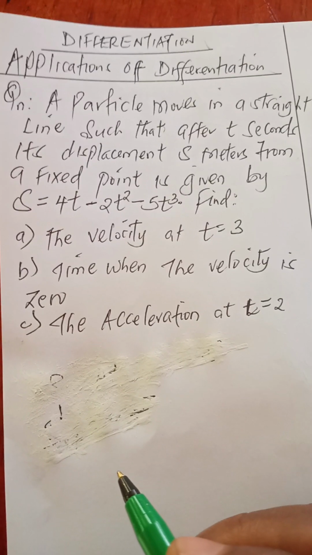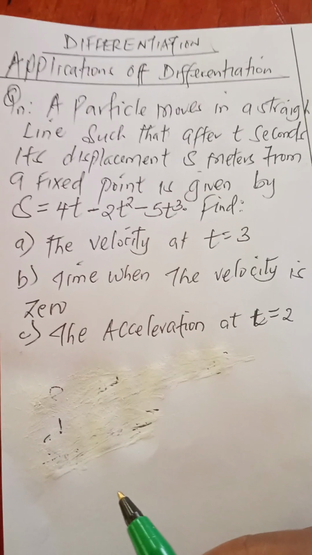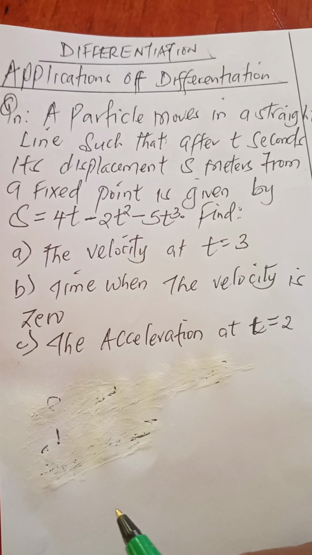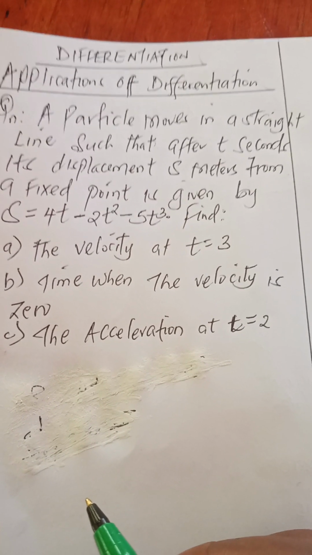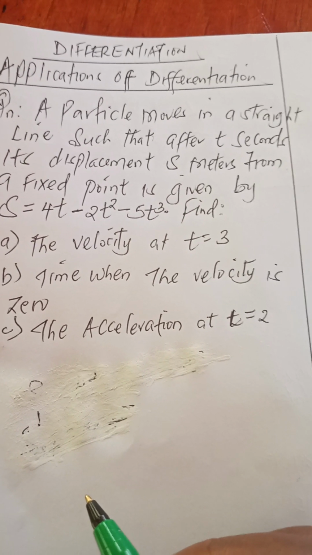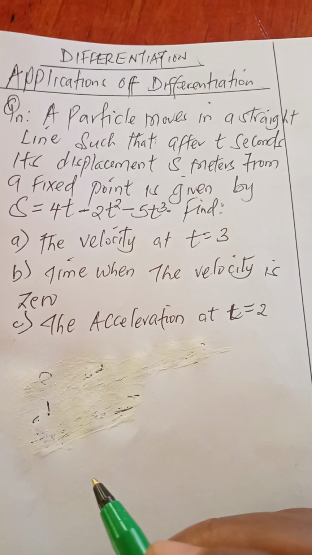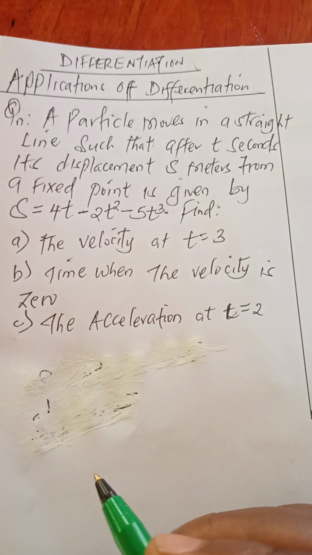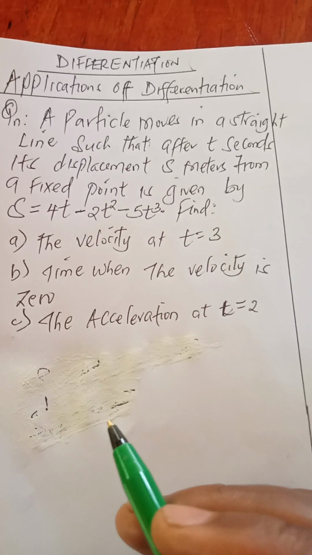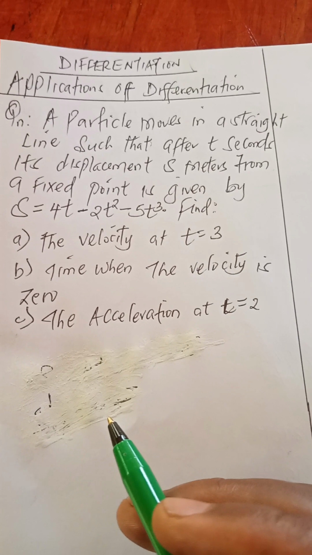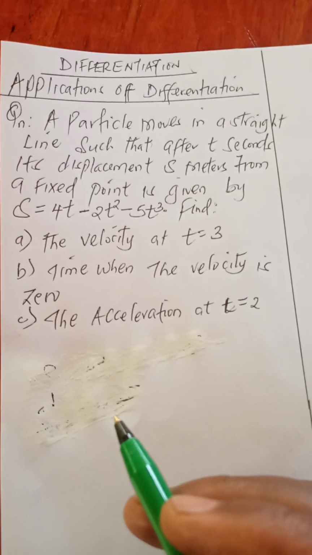Today I want us to tackle a question in differentiation, which is a topic in Form 4 under applications of differentiation. So we are presented with a question. A particle moves in a straight line such that after t seconds its displacement s meters from a fixed point is given by s is equal to 4t minus 2t squared minus 5t cubed. Find the velocity at t is equal to 3.